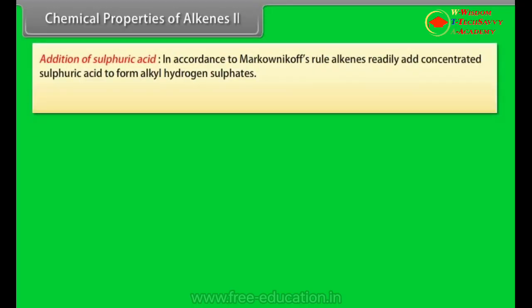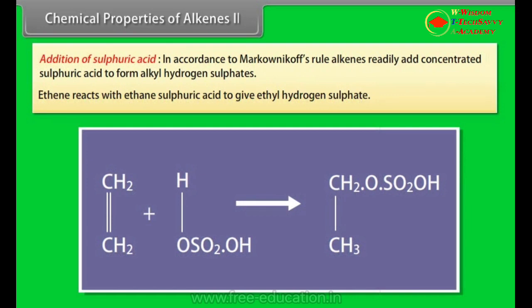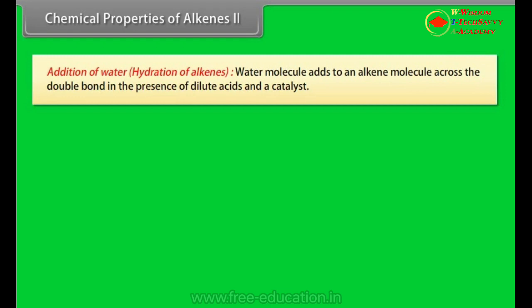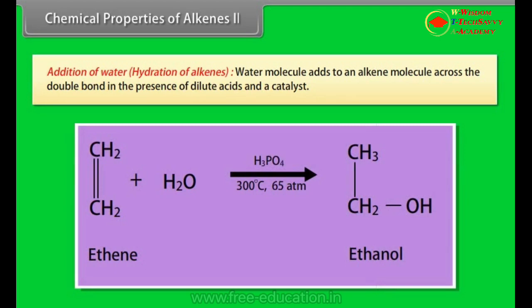Chemical properties of alkenes Part 2. Addition of sulfuric acid. In accordance with Markovnikov's rule, alkenes readily add concentrated sulfuric acid to form alkyl hydrogen sulfates. For example, ethene reacts with concentrated sulfuric acid to give ethyl hydrogen sulfate. Addition of water, hydration of alkenes. Water molecules add to an alkene molecule across the double bond in the presence of dilute acid and a catalyst. For example, ethene gives ethanol when a mixture of ethene and steam is passed over phosphoric acid and silica under a pressure of 65 atmospheres and at 300 degrees centigrade.